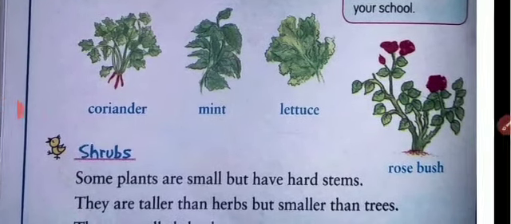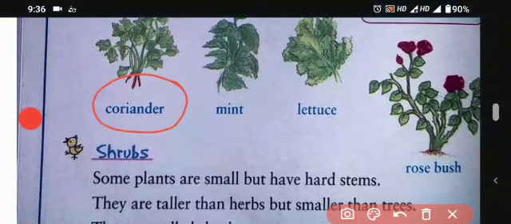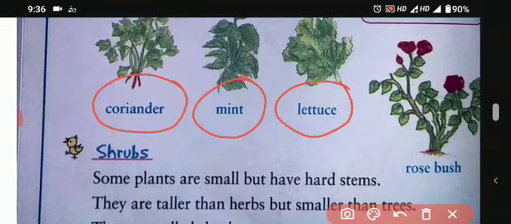First is coriander, second is mint and the third is lettuce. So students, these are the 3 plants which we can eat very easily. First is the coriander, which we can use in food for salad and garnishing. Mint is also used for making chutney, and lettuce is used as a vegetable.